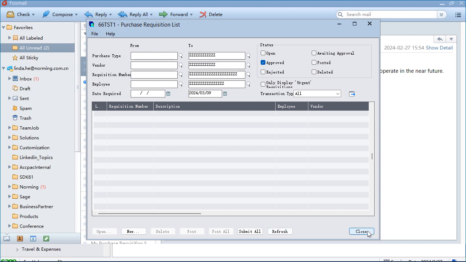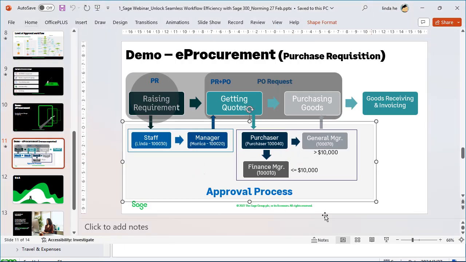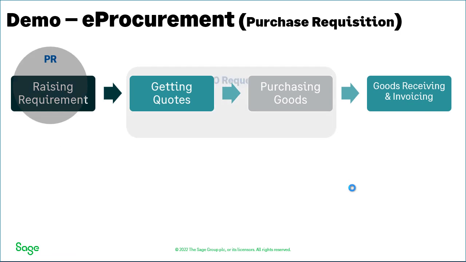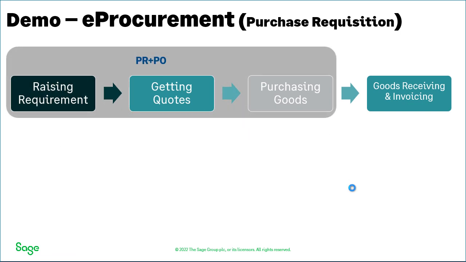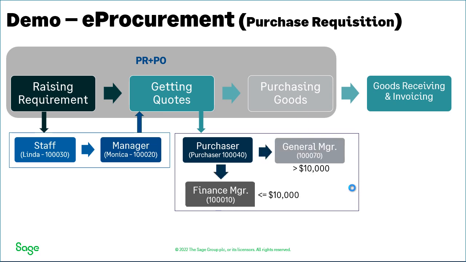Okay, let's go back to the slides. Just to show you the e-procurement process from the PR process to PO, the approval process and the RFQ, and then placing the PO to the vendor, right? The next thing, of course, is goods receiving.